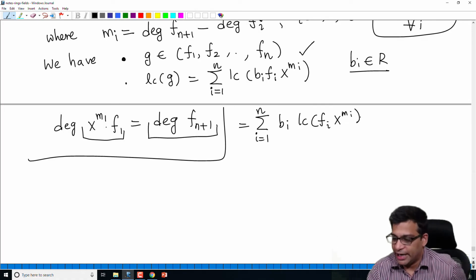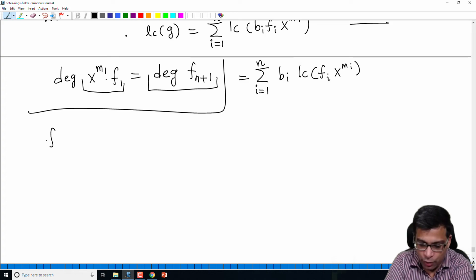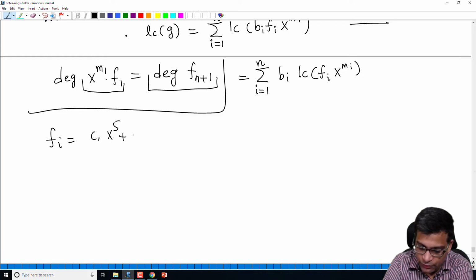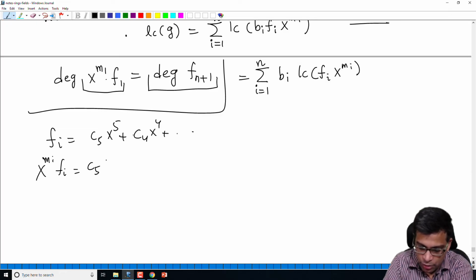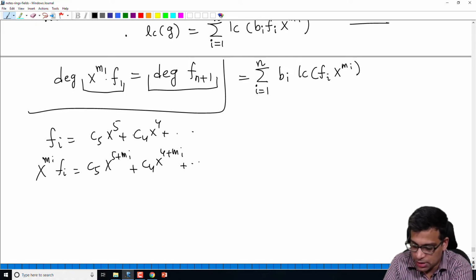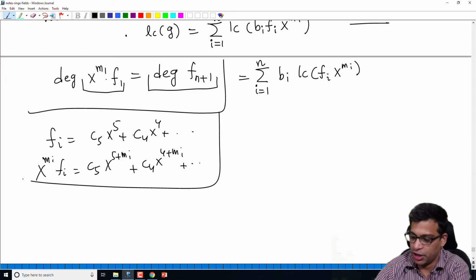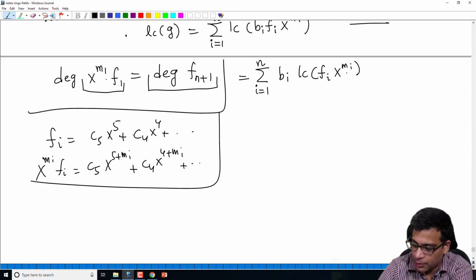Correct? But the leading coefficient of Fi times x power mi, see, Fi could be, I am just giving an example, some C5 x power 5 and C4 x power 4 and so on. So the leading coefficient is C5. When I multiply by x power mi, I get C5 x power 5 plus mi, C4 x power 4 plus mi, and so on. So the leading coefficient does not change from Fi when I multiply by x power mi, because the leading coefficient of x power mi is 1.